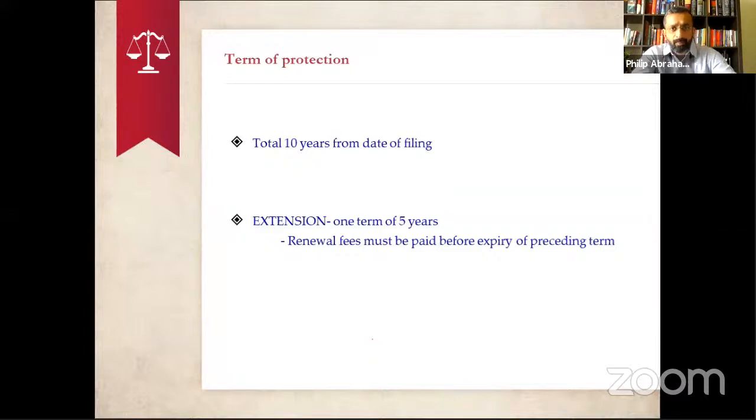Term of protection. The term of a design registration is 10 years, and it can be extended by a period of 5 years alone. So it's a total of 15 years. Renewal fees must be paid before the expiry of the preceding term.